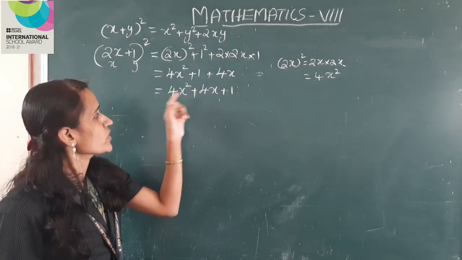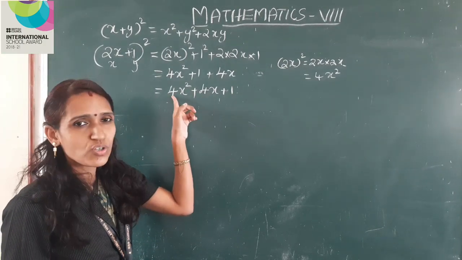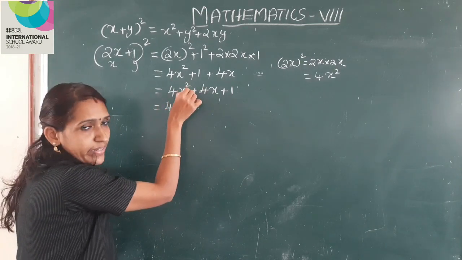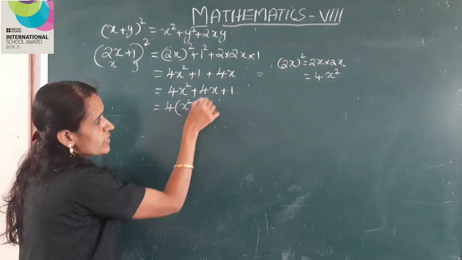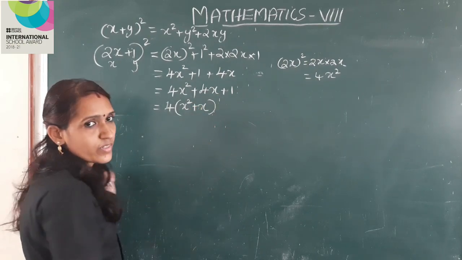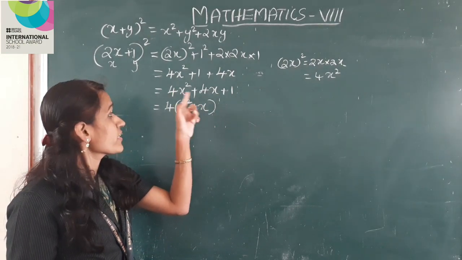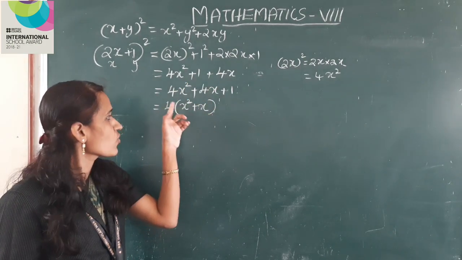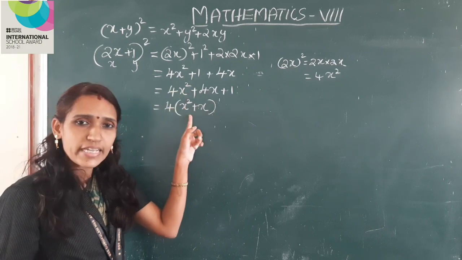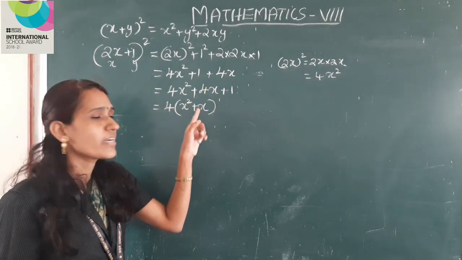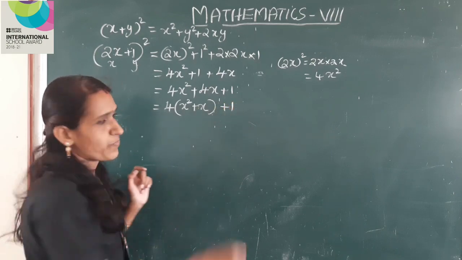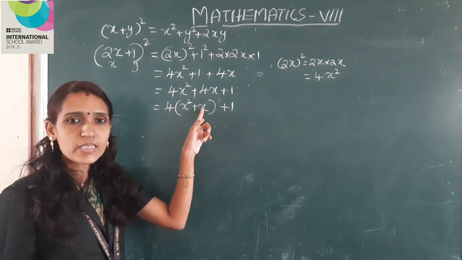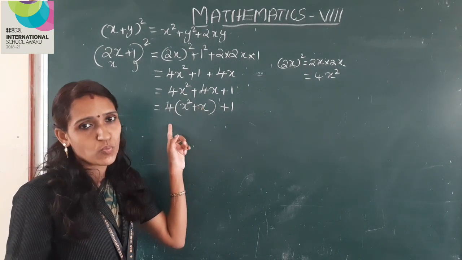In these two terms, 4 is the common term. Take outside 4 into the remaining x square plus x. In these two terms, 4 is the common term, so take outside 4 into the remaining term, which is x square plus x plus 1.